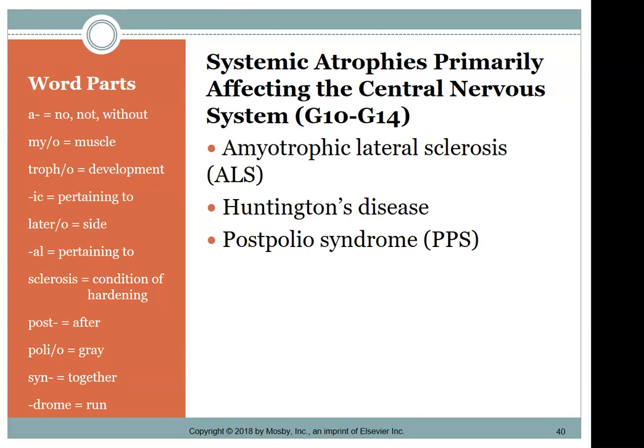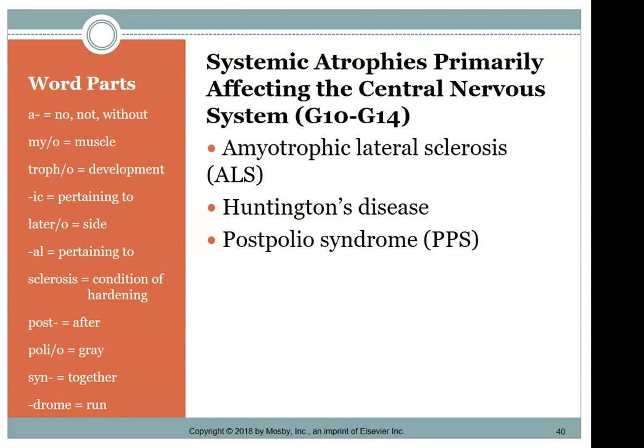Systemic atrophies primarily affecting the central nervous system, codes G10 through G14. Amyotrophic lateral sclerosis, ALS, is a degenerative fatal disease of the motor neuron in which patients exhibit progressive muscle weakness and atrophy, also called Lou Gehrig's disease. Huntington's disease is an inherited disorder that manifests itself in adulthood as a progressive loss of central control, uncontrollable jerky movements, and dementia, also called Huntington's chorea. Chorea is derived from the Latin word for dance.